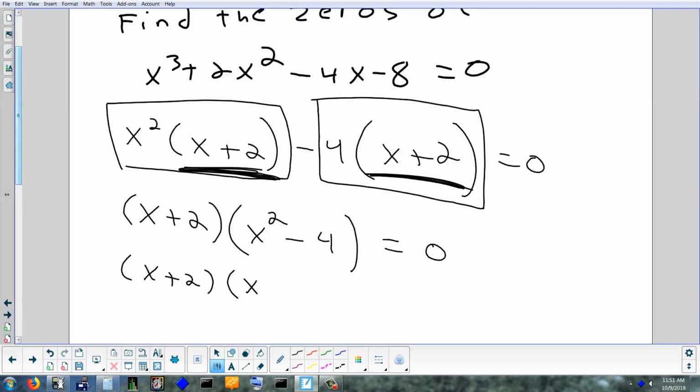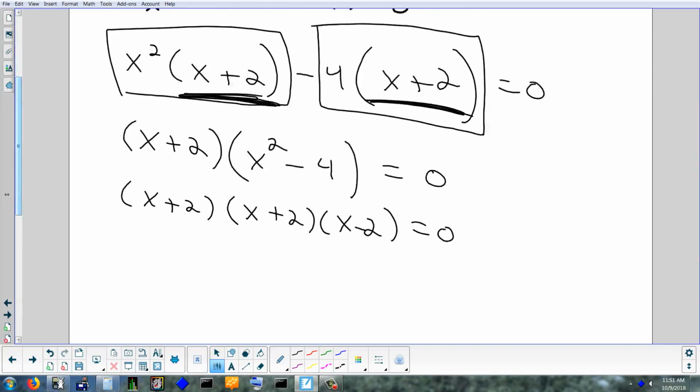X plus 4 and x minus 1, or x minus, wait. Not quite. It's going to be a pattern because you don't have a middle term here. It's going to be something plus that number, something minus the same number. Oh, x plus 2, x minus 2. Yep. X plus 2, x minus 2.